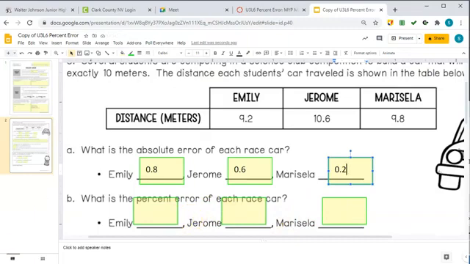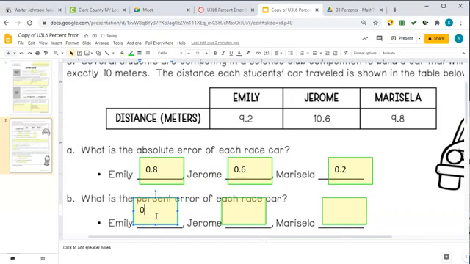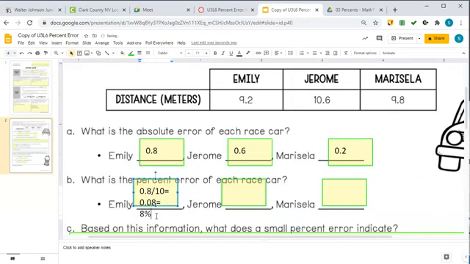What is the percent error? To calculate the percent error, we take the absolute error and divide by our amount. So we've got 0.8 divided by 10, and that equals 0.08, which equals 8%. Let me make that just a little bigger so everything fits. Put that on a new line. This one is 0.6 divided by 10, which is 0.06, which is 6%. This one is 0.2 divided by 10, which is 0.02, which is 2%.